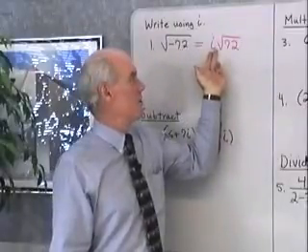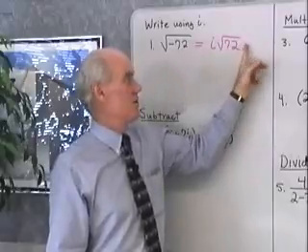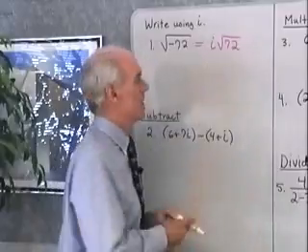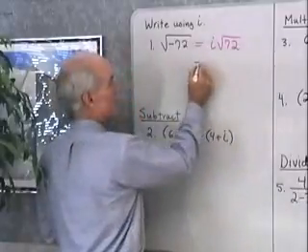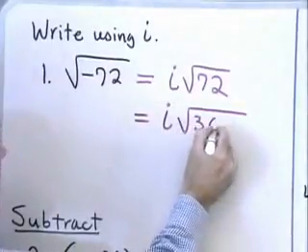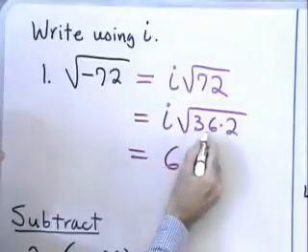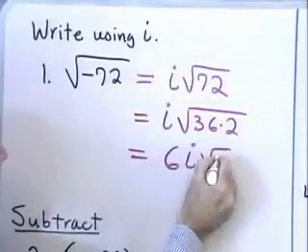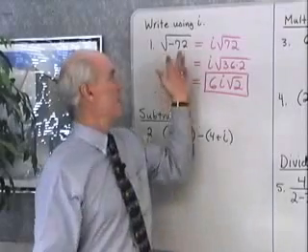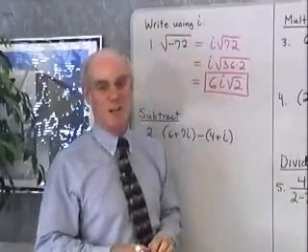Sometimes we write it before the square root, sometimes we write it after. It depends on whether it's going to look like i is under the square root or not, because i isn't under the square root. That's why I write it in front right here. Now I'm going to simplify the square root of 72. This will be the square root of 36 times 2. So I end up with 6, that's the square root of 36, i square root of 2. So this is how I take square roots of negative numbers and rewrite them using this complex number i.